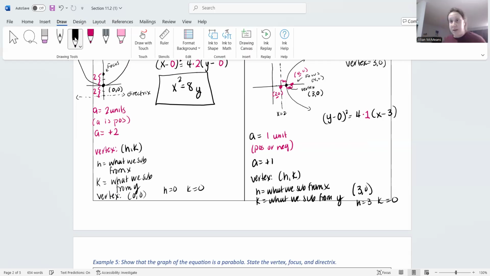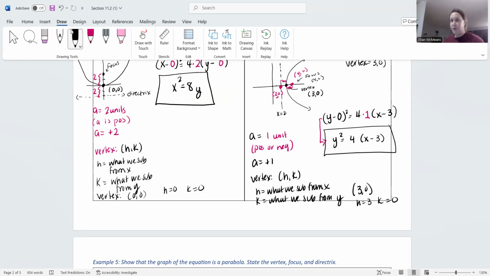Okay, and then let's just clean it up a little bit. So officially, we're going to get y minus 0 is just y. So I get y squared. 4 times 1 is just 4. Okay. And then x minus 3, we'll just leave it x minus 3. So we get y squared equals 4 times (x minus 3). And that's it. Okay. So that is finding the equation of parabolas given a graph or just given some information.